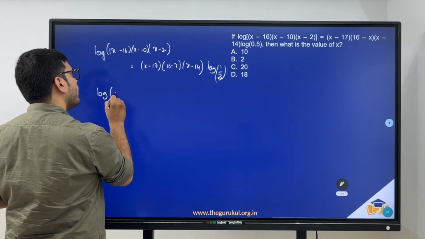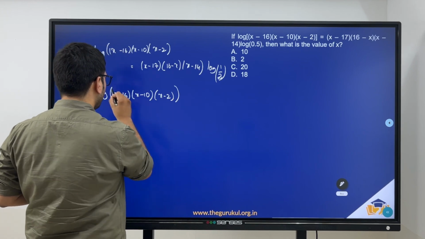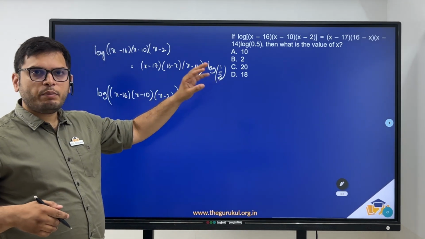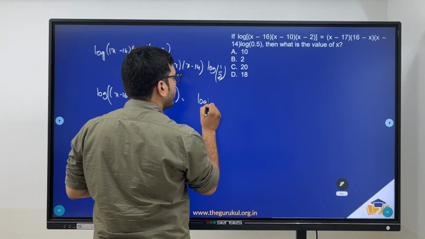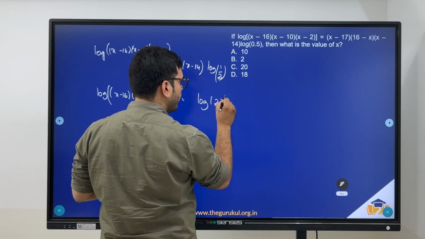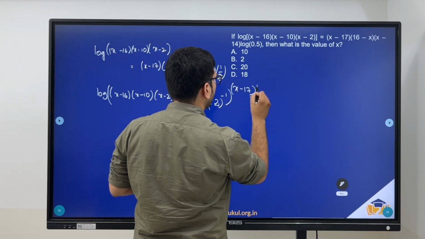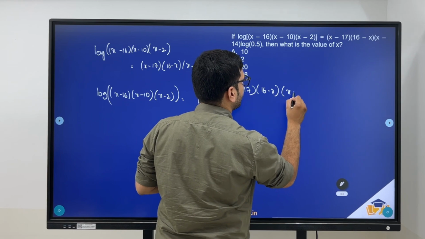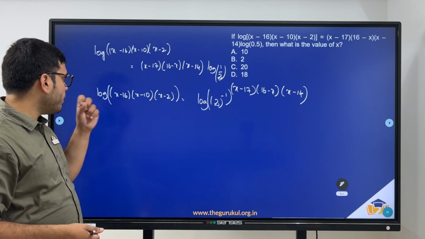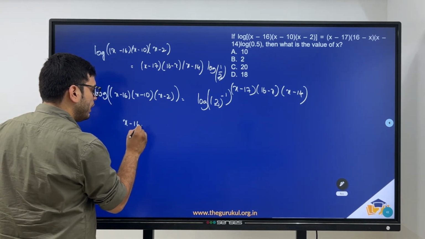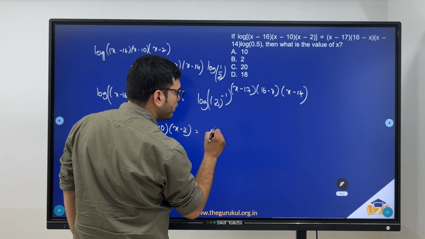Now, n log x can be written as log x to the power n. So this will be log, I'll be writing 1 by 2 as 2 power minus 1, to the power (x minus 17)(16 minus x)(x minus 14). Now we have log on both sides. For these two values to be equal, (x minus 16)(x minus 10)(x minus 2) should be equal to 2 power minus 1.